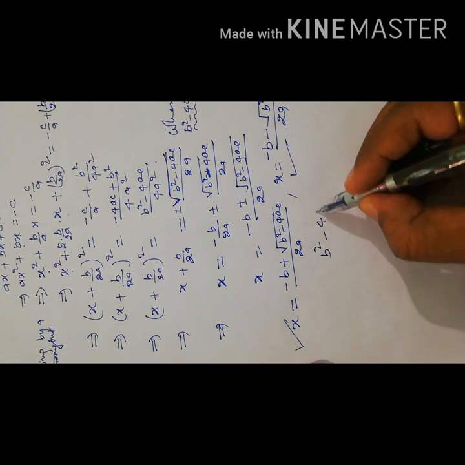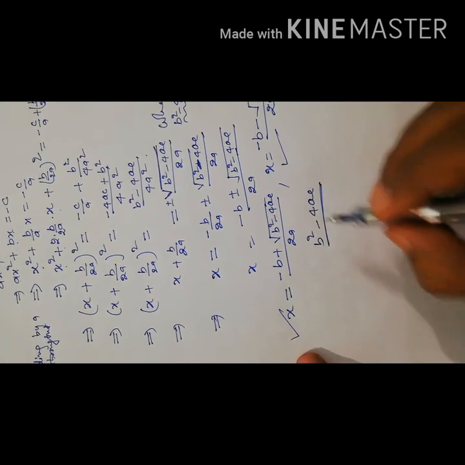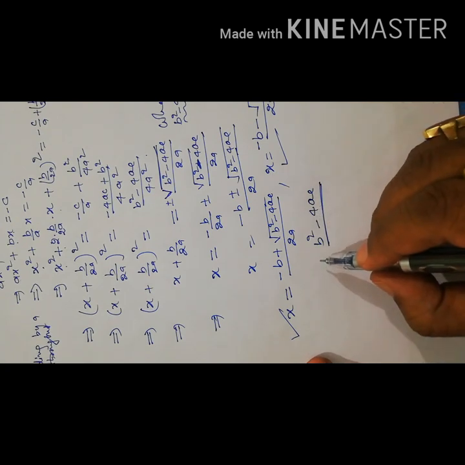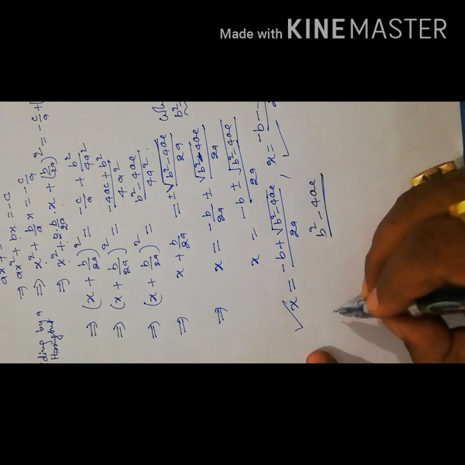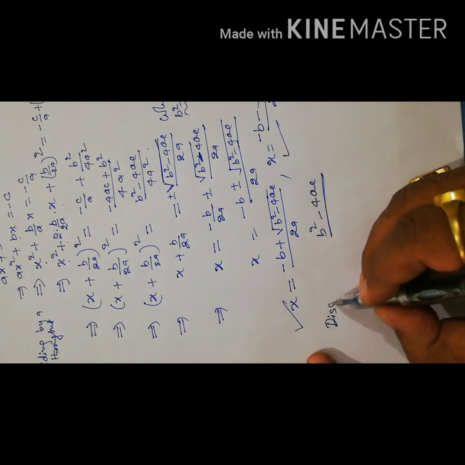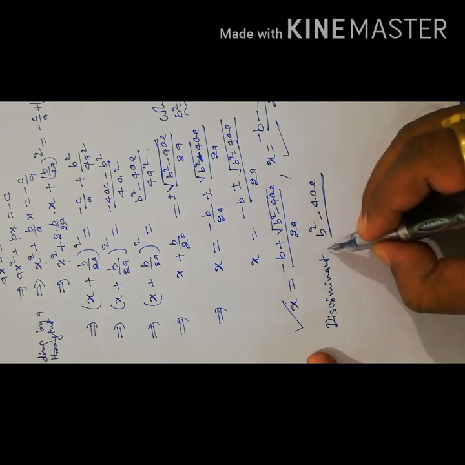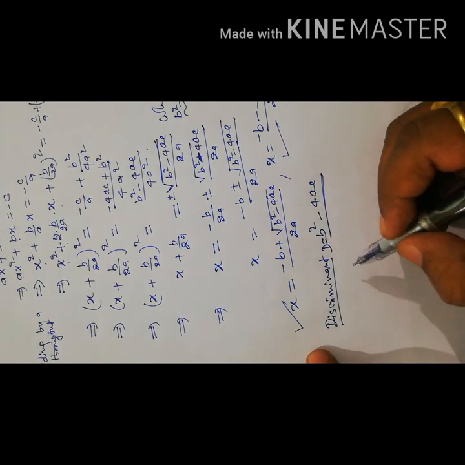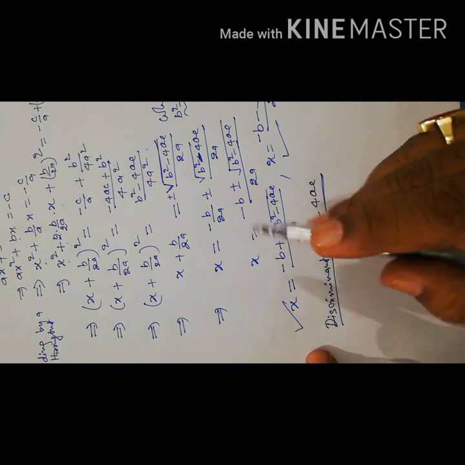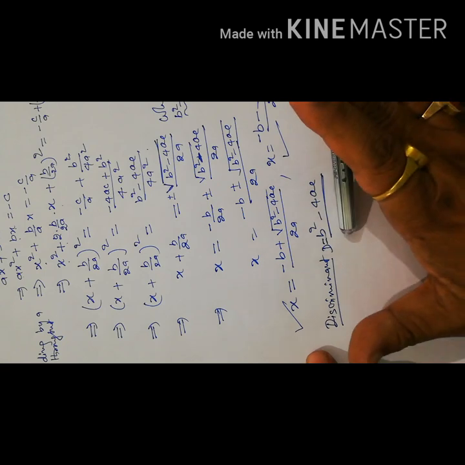B square minus 4ac should be greater than or equal to 0, and this is called discriminant, denoted as D. So D is equal to b square minus 4ac. So this is called quadratic formula of Sridharacharya's rule.